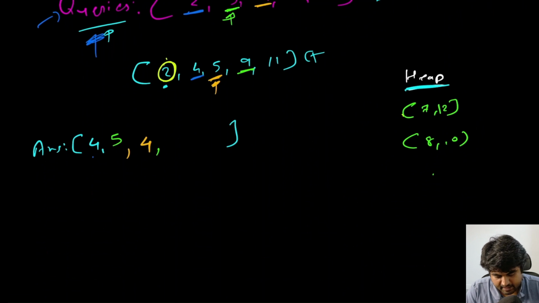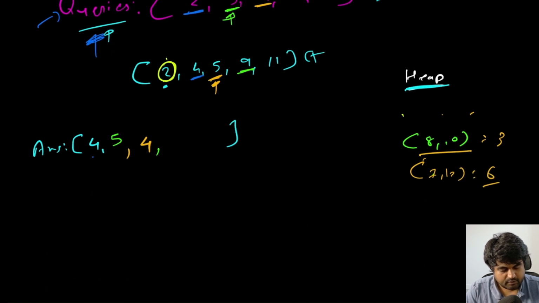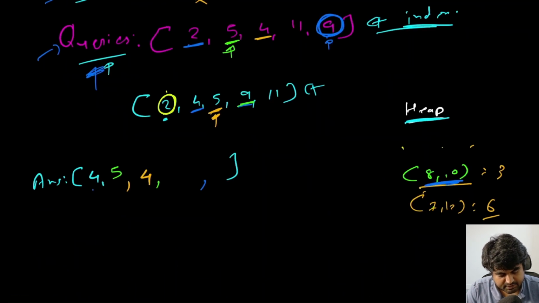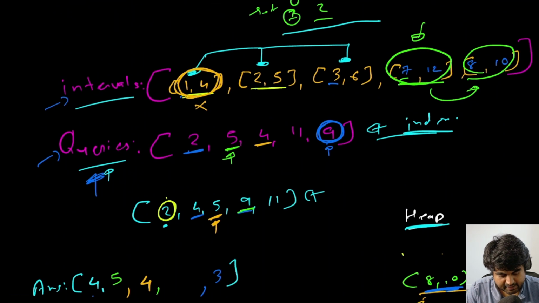Now let's just mark the sizes of these two values as well. So this is going to be the size 6, and this is going to be size 3. So if that is the case, 8 to 10 needs to be the root of the heap, which means 7 to 12 is going to come later, and this is going to be of size 6. So now the very first element is going to be 8 to 10 for this query number 9, but notice query number 9 is located on the last position. So for the last position, the size is going to be 3, so we'll just mark it as it is.